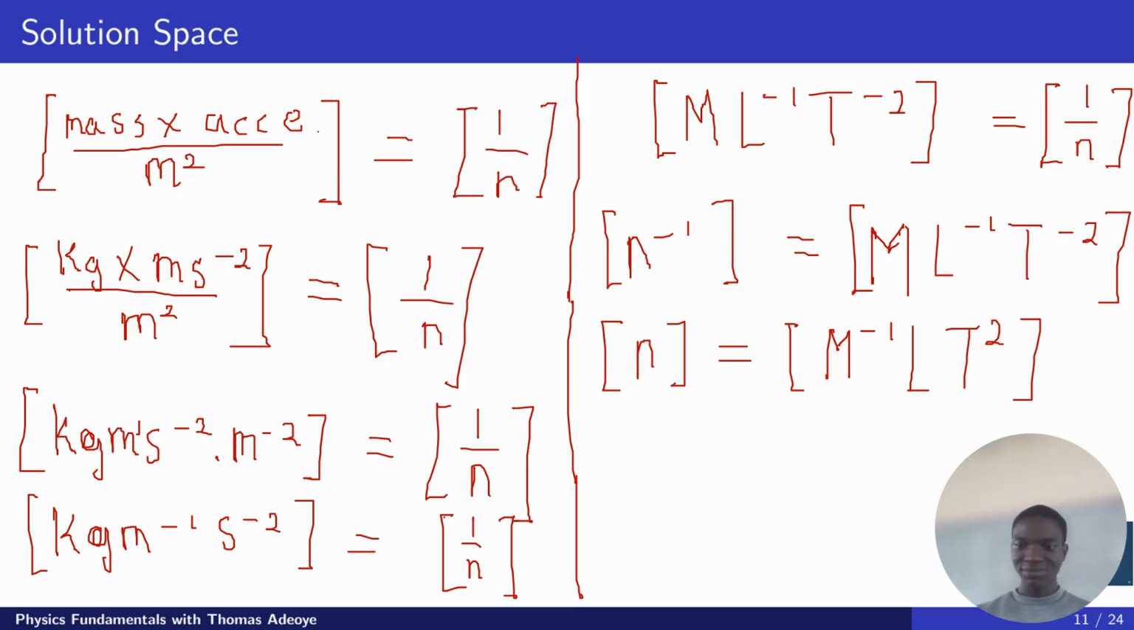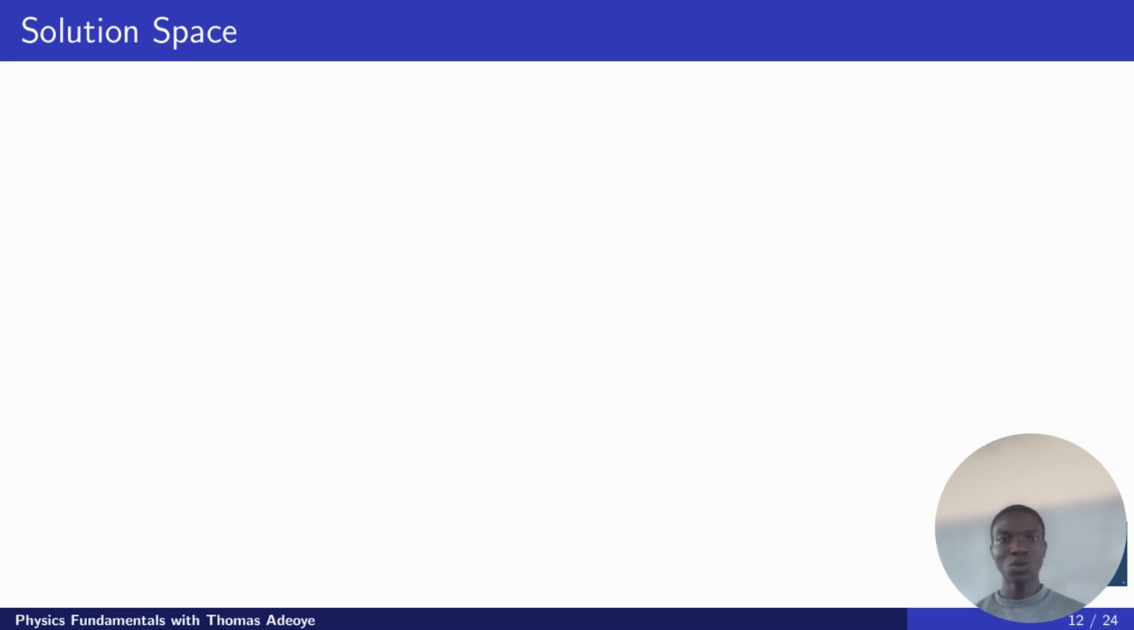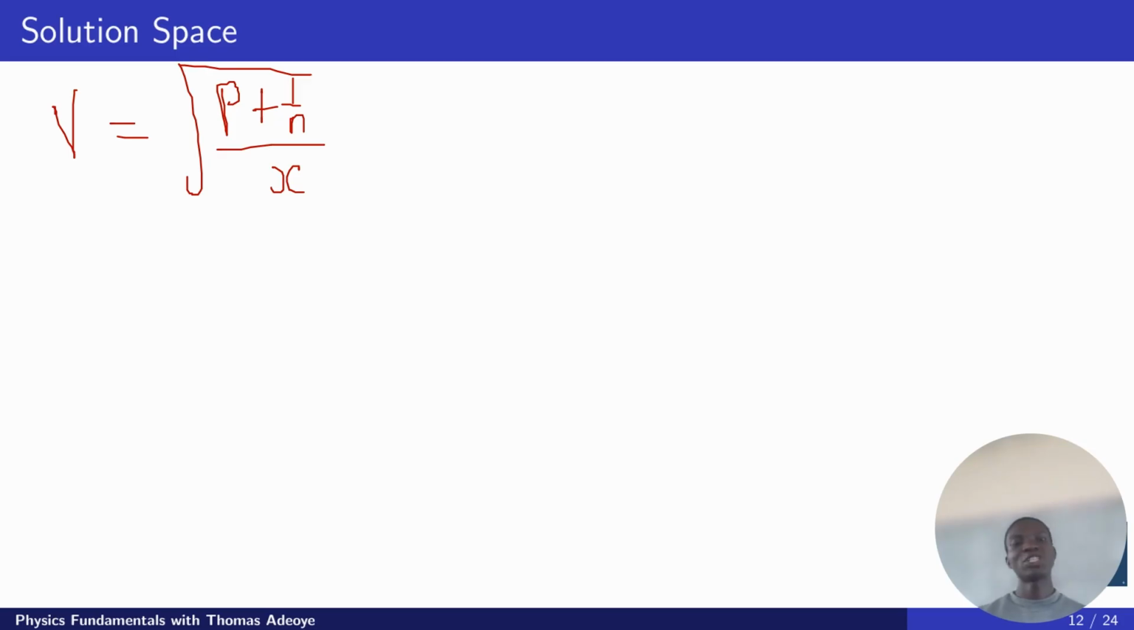Now moving on to the second question, which is the dimension of x. Yes, dimension of x is the next question. So the original question, so that we don't forget what we are solving, is v equals to square root of, I think we have, p plus 1 over n and everything over x. Yes, and we have found the dimension of n. Now how do we find the dimension of x? How do we do this? Straightforward, for the dimension of n, since pressure and 1 over n can be added together, it means they have the same dimension.